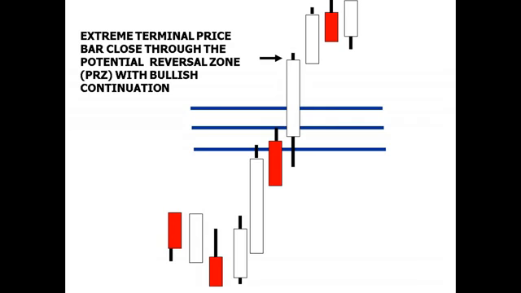But what happens immediately after that is you get that clear continuation. There's no reversal, there's no stalling, it just continues higher in a pattern of higher highs, and especially higher lows. And when you see that, and you don't see any stalling, like if we're looking at the three blue lines, the price action doesn't stall in this area or just above it, it goes right through. That's a clear warning sign that it's an extreme terminal price bar close through the potential reversal zone with bullish continuation.